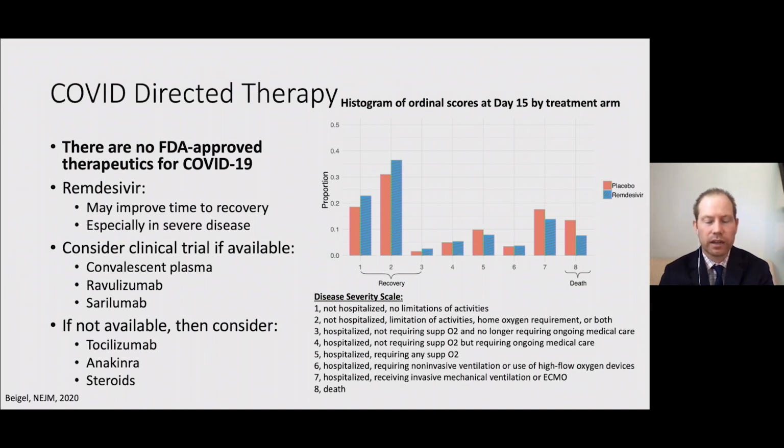And what you see on the right side of the screen is a histogram of disease severity at day 15 by treatment arm in the remdesivir randomized controlled trial. And you can see that there's a higher proportion of patients on the left who have recovery at 15 days who got remdesivir compared to those who got placebo, who are more toward the other side of the plot there.